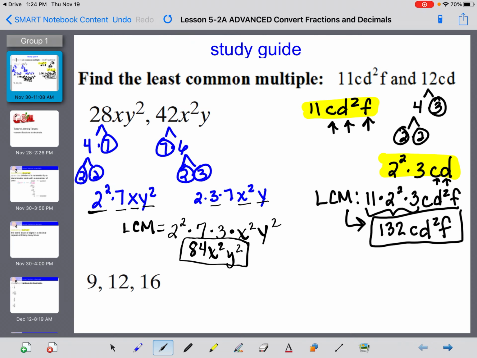Now, you have also done least common multiple when it's just numbers and there are no variables. You could list all of the multiples of each number or do a factor tree. I'm going to quickly throw down a factor tree here.